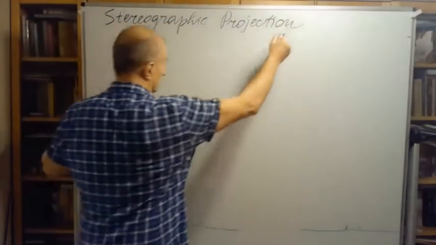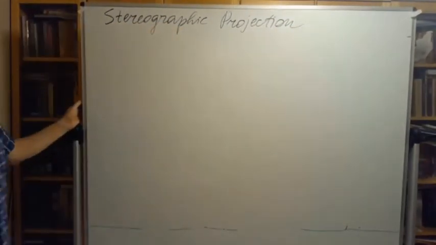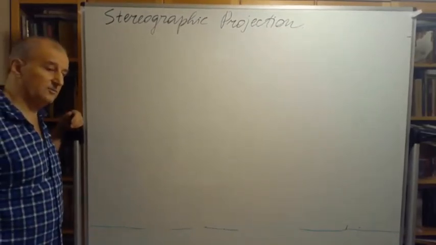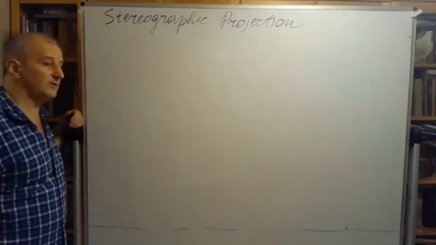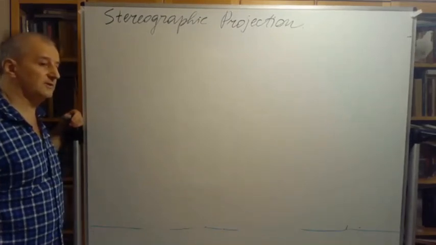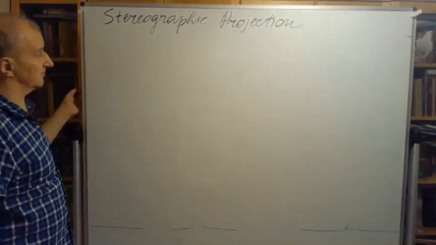Stereographic projection. Stereographic projection is an important thing that allows us to interpret the complex plane, complex numbers, in a very special geometrical way.